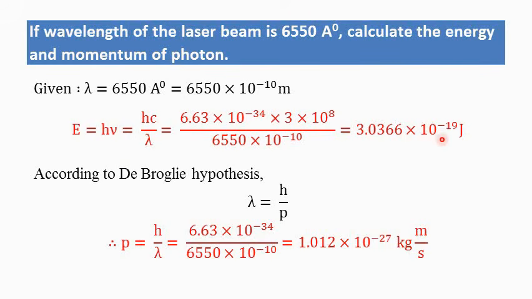So the first part is over. In the second part, we have to calculate the momentum of the photon, and for that we will use the de Broglie relation. According to the de Broglie relation, lambda is equal to h upon p, and therefore p equals h upon lambda. h is given to us, lambda is also given to us, so we can calculate the momentum p as 1.012 into 10 to the power minus 27 kg meter per second. So this is the momentum of the given photon.